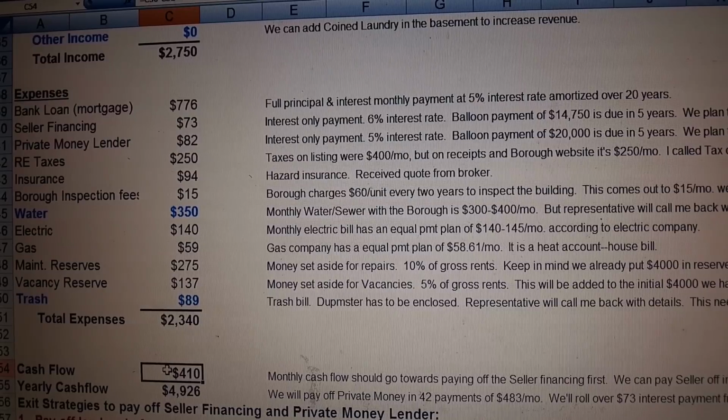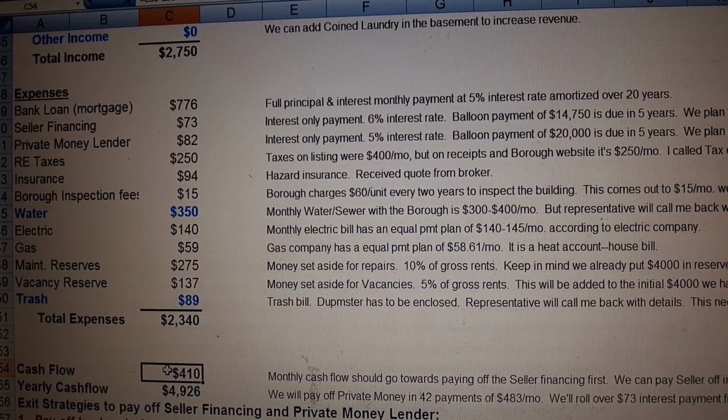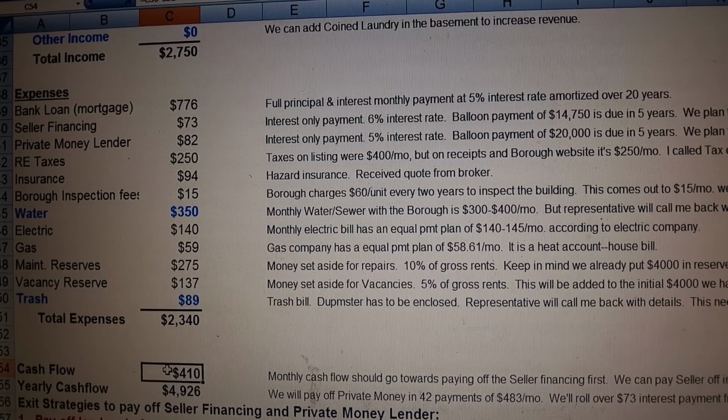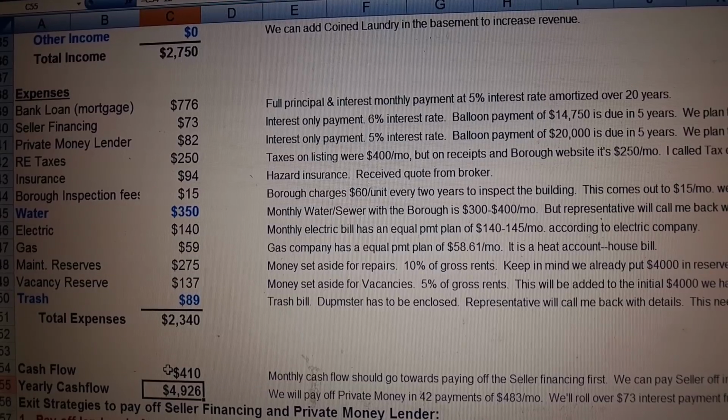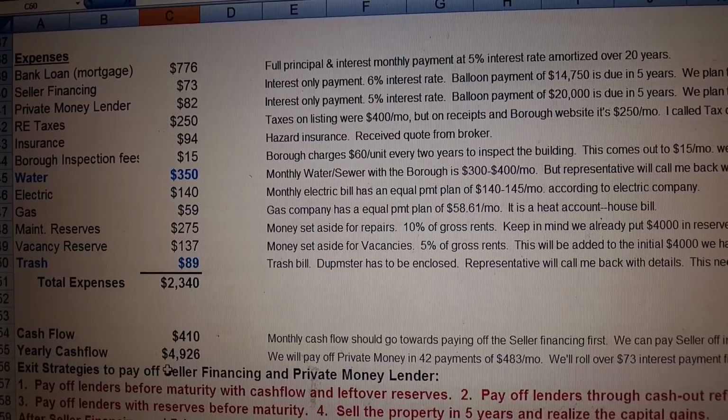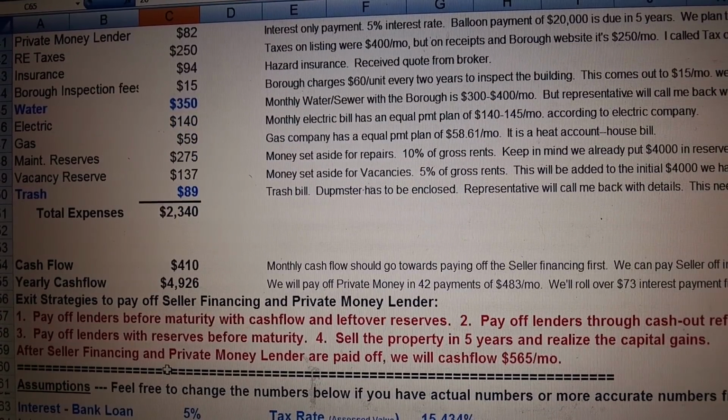So the cash flow comes out to $410 a month. Woohoo! You might say that's not much, but actually it's pretty good. You're getting $410 and you're not even putting one single penny of your own money into the deal. That's what I call 100% financing, people. So now that's our yearly cash flow right there. This gives us about a 21% rate of return on our money, by the way. So I'm scrolling down a little bit.